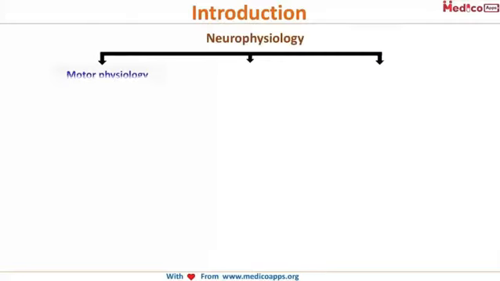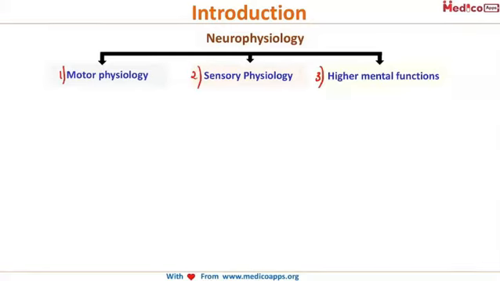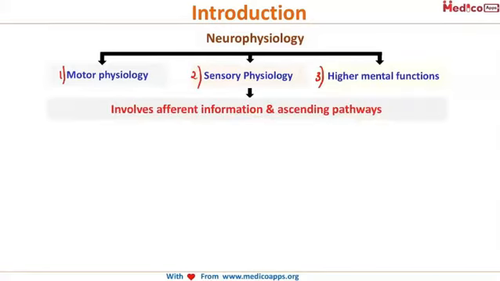So, neurophysiology is broadly classified into three branches. Number one is motor physiology, number two is the sensory physiology, number three is the higher mental functions. The sensory physiology involves afferent information and the ascending pathways. Now let's look at this in detail.